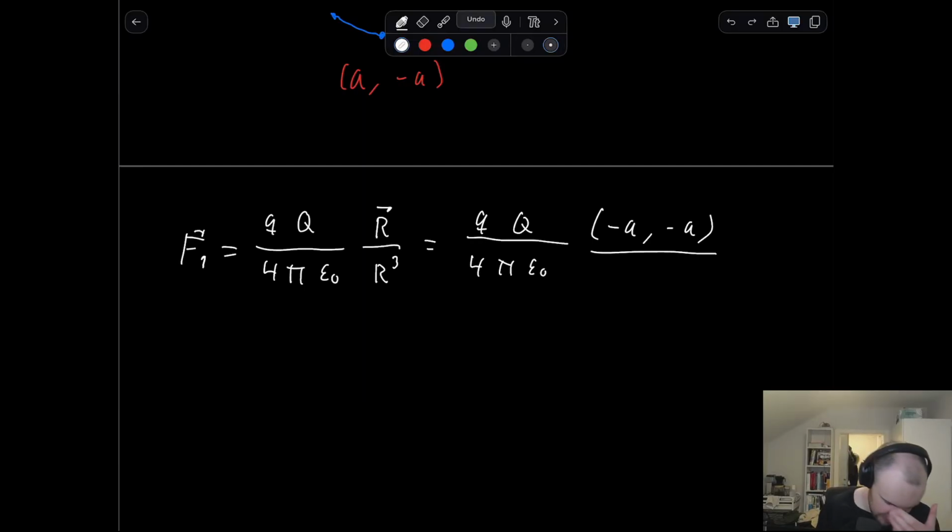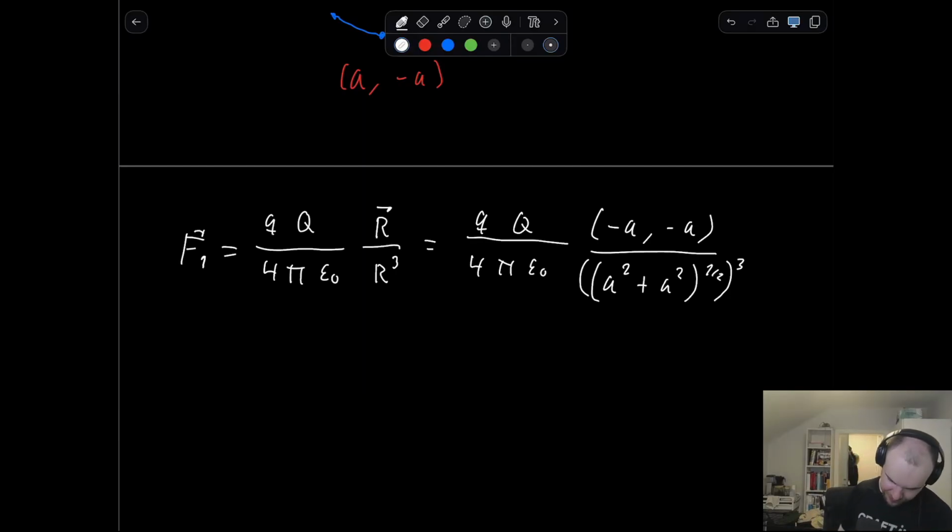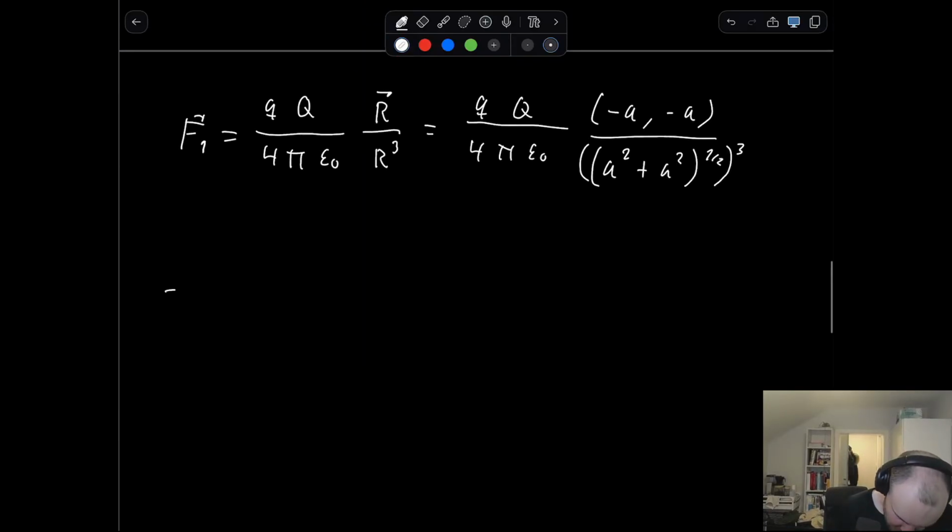And then we have 2A. How can I do this the most simply? I want A and A. Okay, I can just write it. That's the best thing you do, just write it. So A squared plus A squared times 1/2, then times, of course, 3. That's what we have. Keep on going here. And then, of course, I have Q, like that. I have 4 pi epsilon 0.